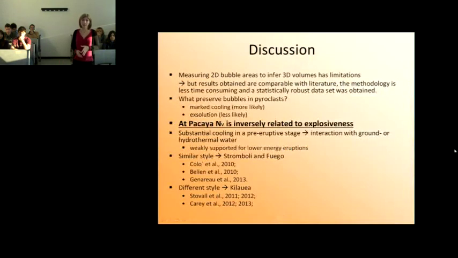So I'm aware that measuring 2D bubble areas to infer 3D volumes has a limitation. It assumes that bubbles are all spherical and that they do not present a preferred orientation. But our results look reliable and they are comparable with literature. And also, in less time than the other methodology, I was able to collect a statistically robust data set with at least 700 bubbles measured for each sample.